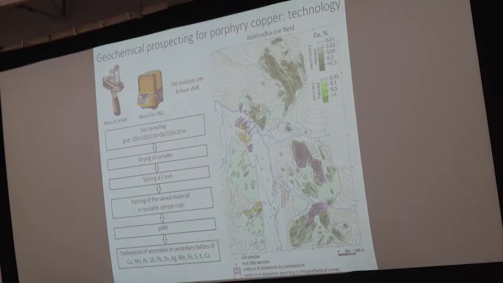And this is what we did in the field. Geochemical prospection begins with collecting soil samples within a given grid. Then soil samples are dried, sieved, packed in reusable sample cups, and finally analyzed. We managed to run 160 analyses per 8-hour shift with one analyzer.